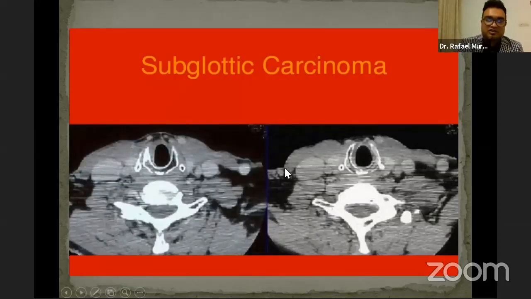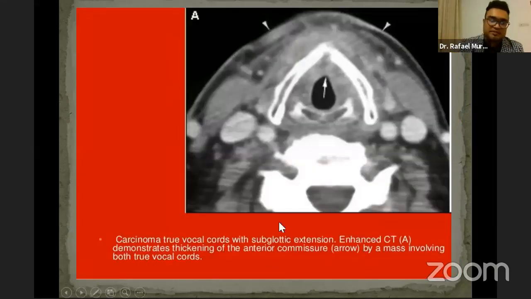This is subglottic carcinoma. We can see here a very thin, small mass, which is in the subglottic area. So next slide, please. Here we can see the carcinoma of a true vocal cord with subglottic extension, and that demonstrates thickening of the anterior commissure by a mass involving both true vocal cords. So next slide, please.